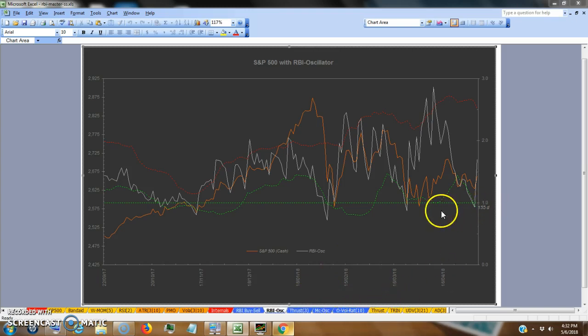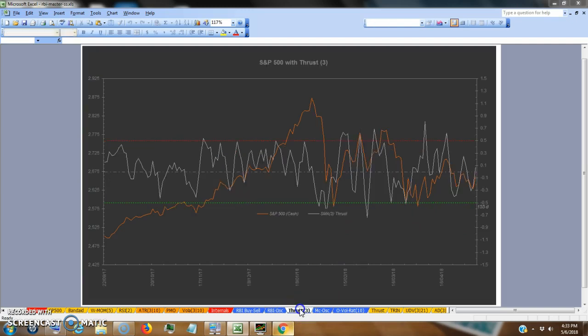Let me get past this little bar. This is my RBI oscillator, and like I said, it was the only indicator that was oversold. It was at an extreme down here, below the green line. I don't know if that was holding the market up, but in any case it was oversold.